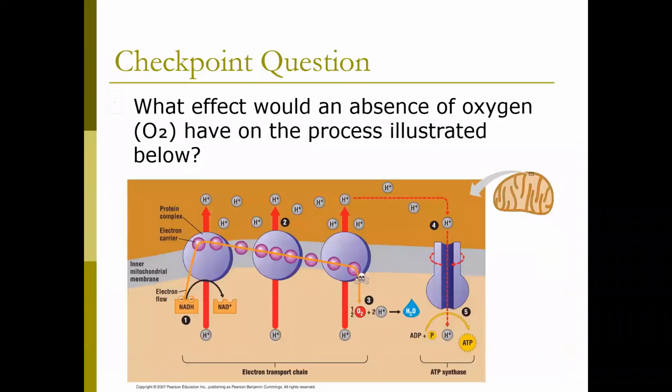So what effect would an absence of oxygen have on the process illustrated below? So what if we don't have oxygen? No oxygen. What happens? Well, if there's no oxygen, where would the electrons go? So if there's no oxygen, then there's no electron transport chain because there's no place for the electrons to move to, okay? So they're not going to be able to be accepted anywhere. And so the whole process will shut down. And if there's no electron transport chain, then we cannot get any ATP.